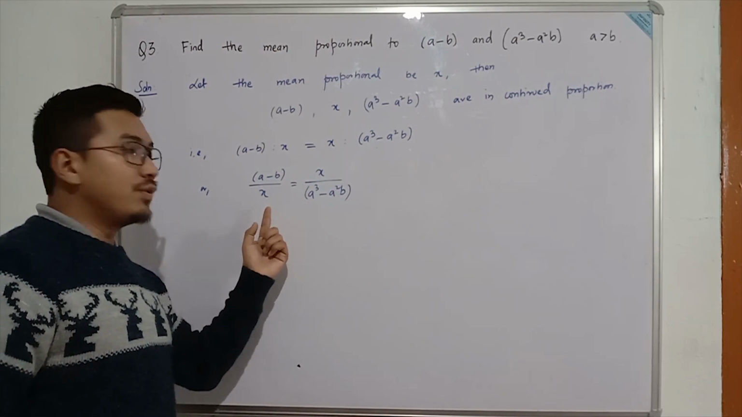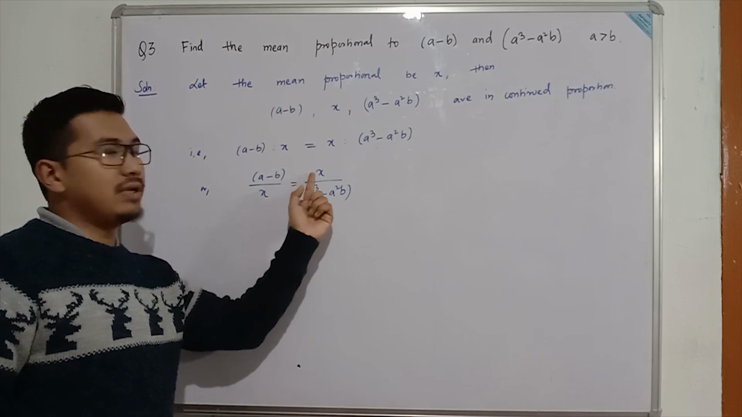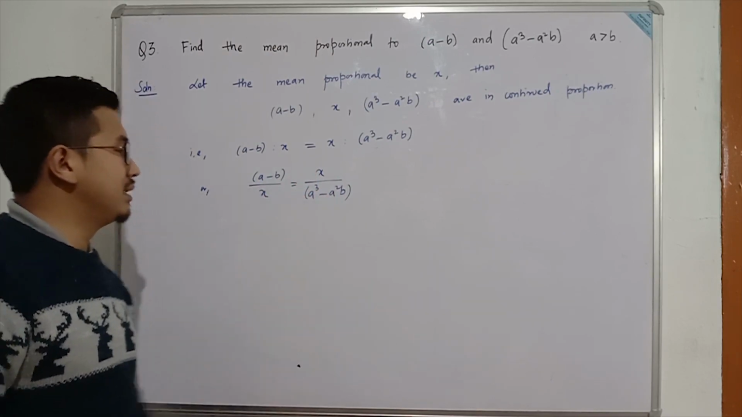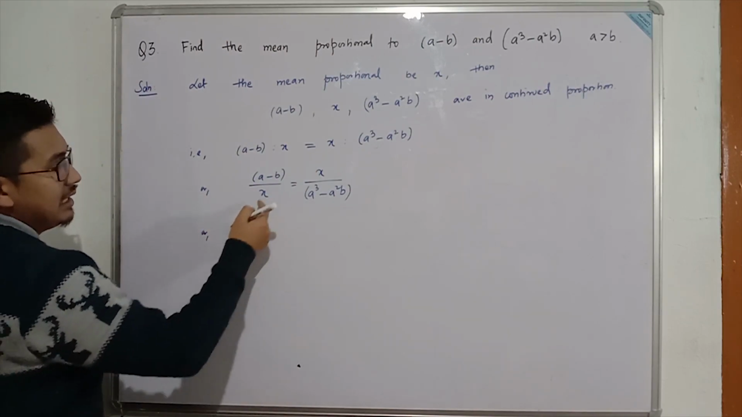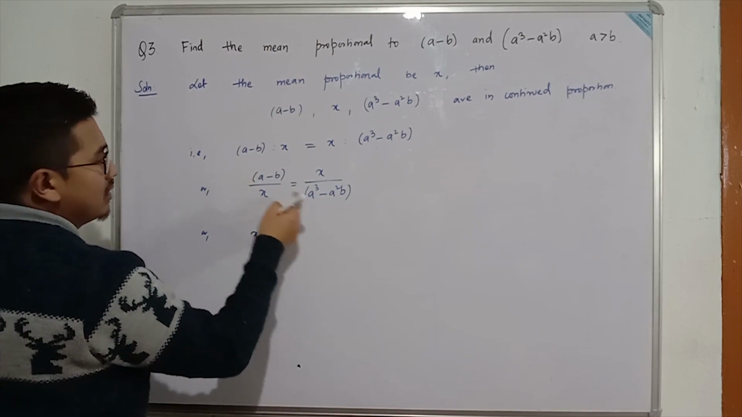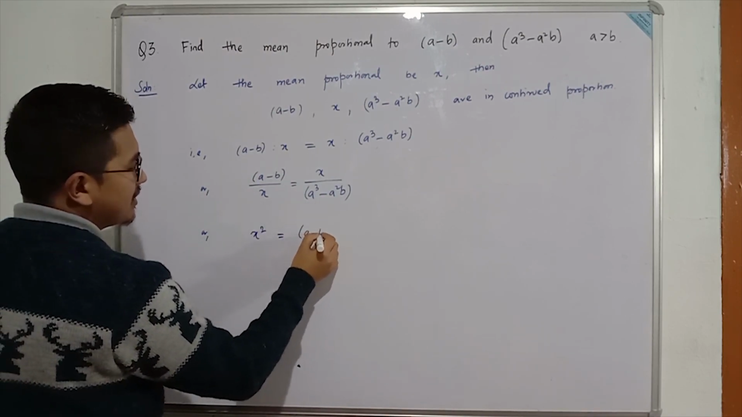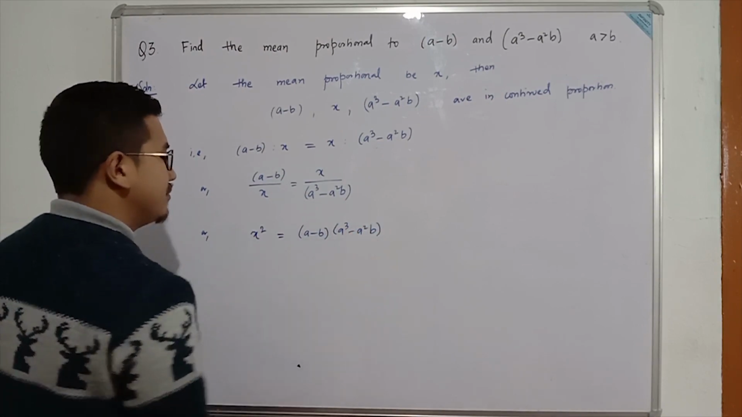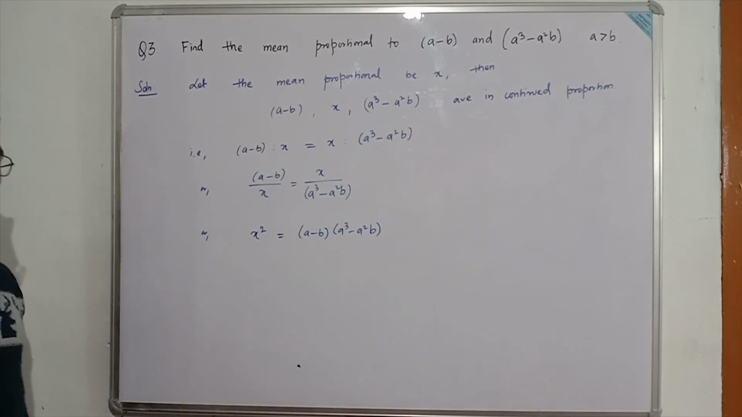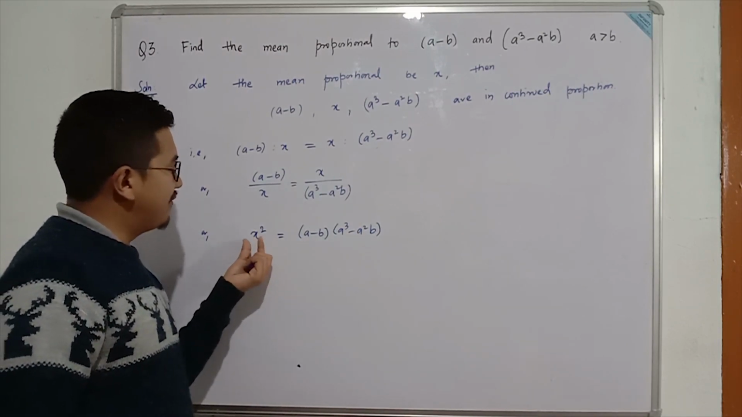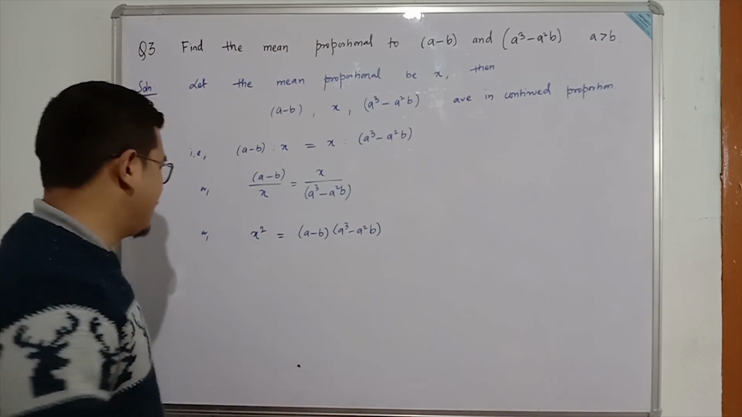Now what we will do is we will cross multiply. So x into x is x square, and a minus b into a cube minus a square b. So after multiplying, x into x is x square is equal to a minus b into a cube minus a square b. So this is what we get after cross multiplication. Now we need to find the value of x. So we have x square. So let us solve this first.